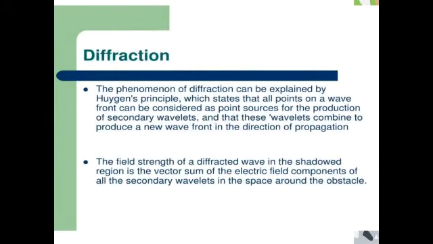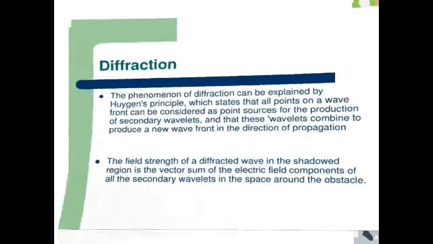The phenomenon of diffraction can be explained by Huygens' Principle, which states that all points on a wave front can be considered as a point source for the production of secondary wavelets, and that these wavelets combine to produce a new wave front in the direction of propagation. The field strength of the diffracted wave in the shadowed region is the vector sum of the electric field components of all secondary wavelets in the space around the obstacles.